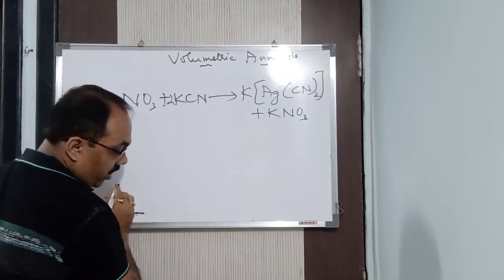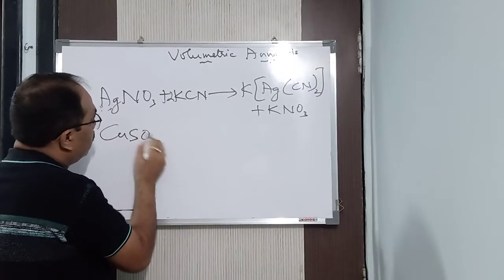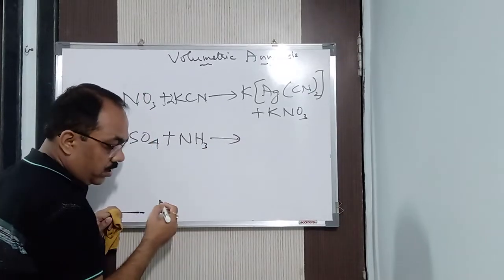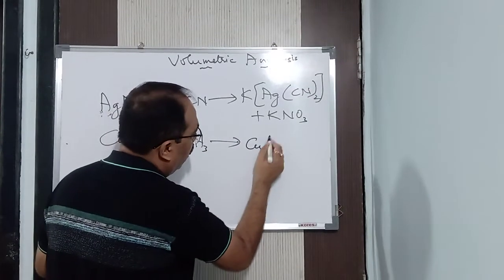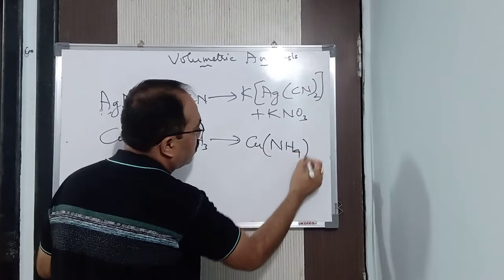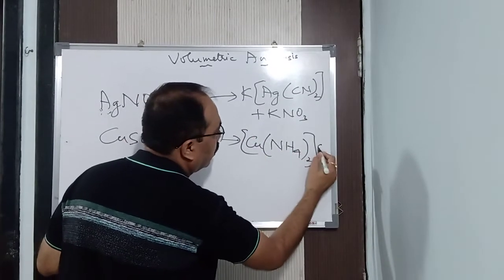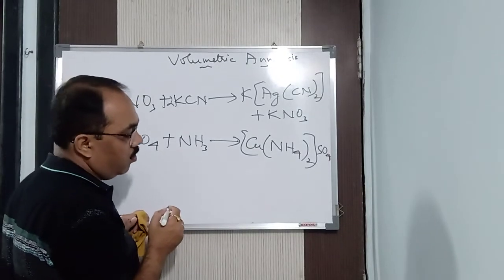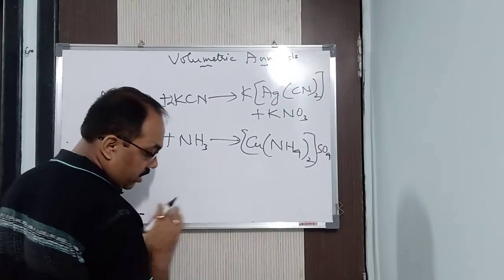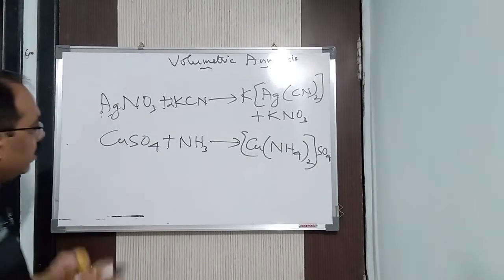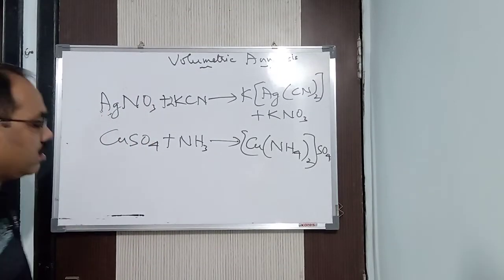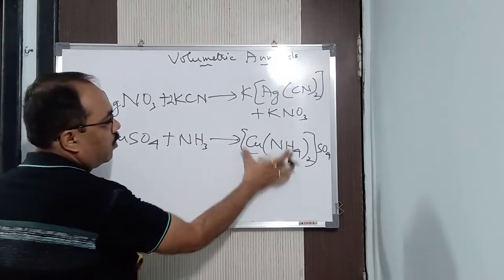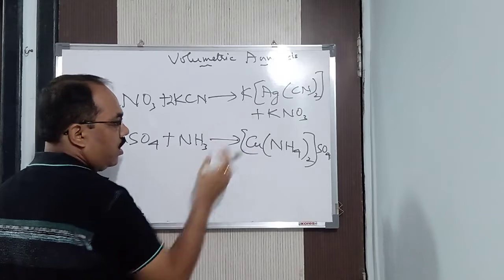Similarly, suppose you take CuSO4 plus ammonia. What will you get? You will get [Cu(NH3)4]SO4. In this way, you will get this sort of reaction. These reactions are known as complex formation reactions, because the product is a complex. This is a complex product you will be getting.